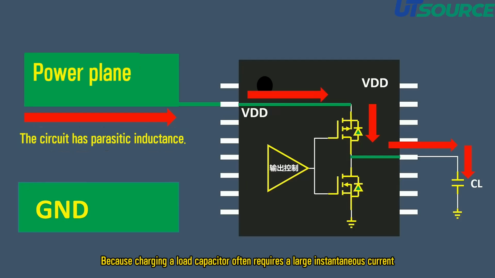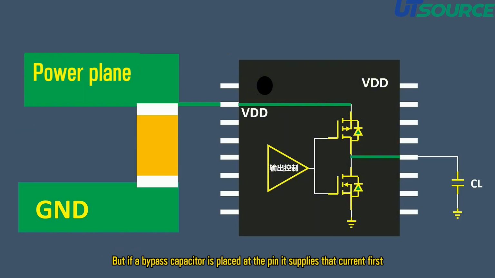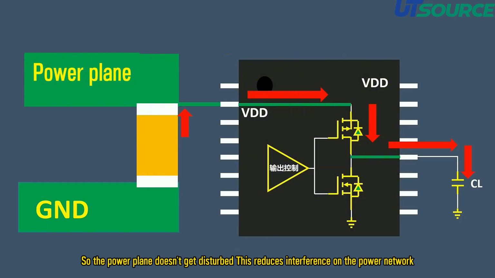Because charging a load capacitor often requires a large instantaneous current. But if a bypass capacitor is placed at the pin, it supplies that current first. So the power plane doesn't get disturbed. This reduces interference on the power network.